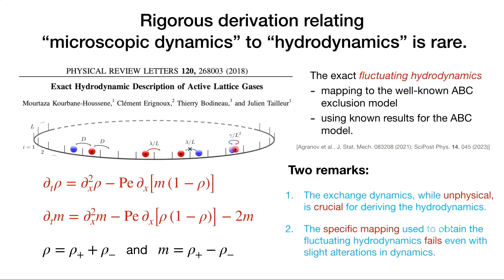So rho plus is basically the density of plus particles, and rho minus is the density of minus particles. It's the empirical density, yes. It's the coarse-grained density, basically, when you go from the occupation numbers.